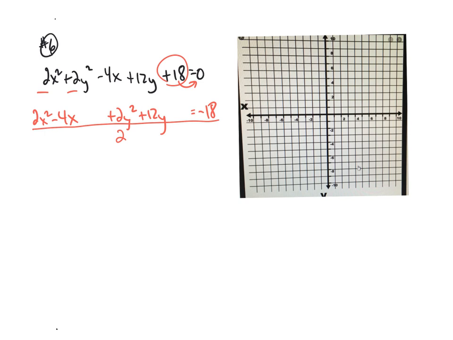Okay? So we're going to divide 2 by 2 to get 1x squared, negative 4 by 2 to get negative 2x, 2 by 2 to get 1y squared, 12 divided by 2 is 6y, and negative 18 divided by 2 is negative 9. Now we're right back to where we were on the previous examples, where we can add a blank on both sides so we can complete the square for the x's, add another blank on both sides so we can complete the square for the y's.